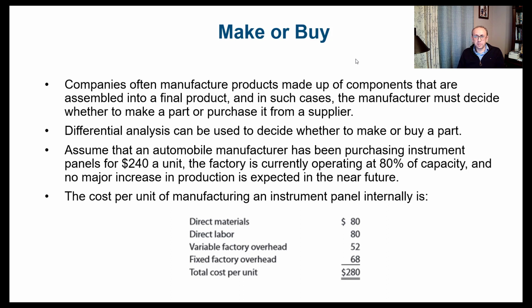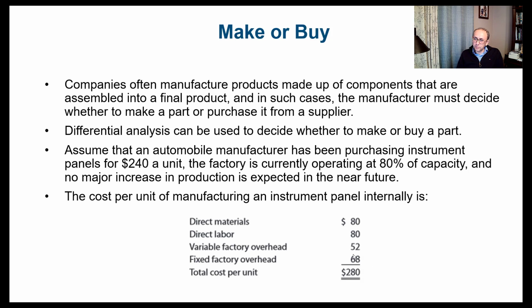So let's see an example. Assume that an automobile manufacturer has been purchasing instrument panels for $240 a unit. The factory is currently operating at 80% of its capacity, and no major increase in production is expected in the near future. So the cost per unit of manufacturing an instrument panel internally is as follows. You can see here we have the direct material, direct labor, variable overhead, and fixed factory overhead.